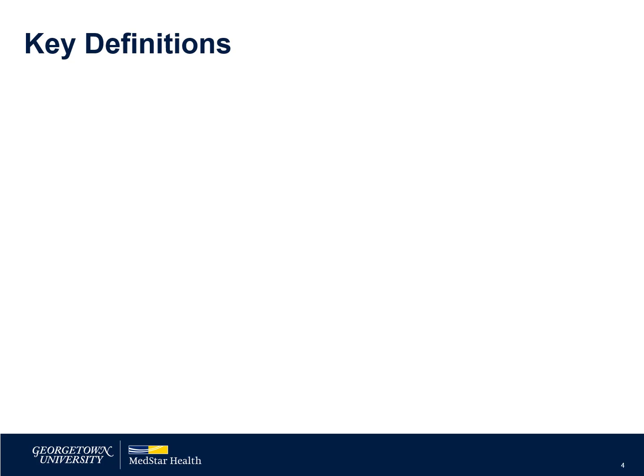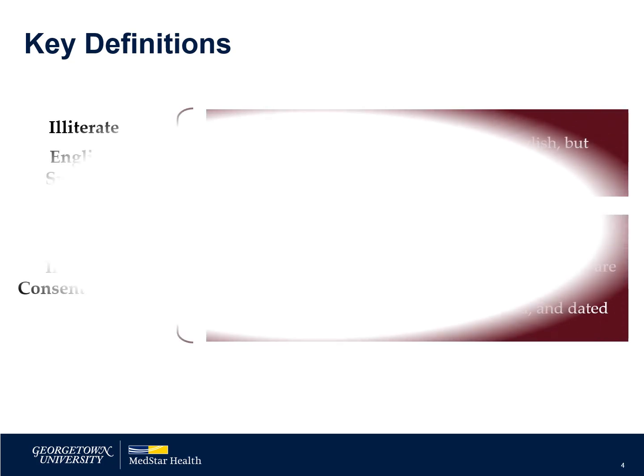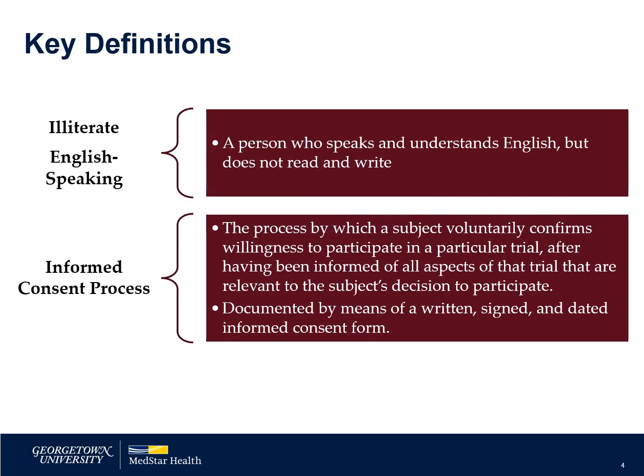Throughout this presentation, there are many important terms that will be utilized. Illiterate English speaking, informed consent process, and legally authorized representative are three definitions in particular that require some special attention. Illiterate English speaking is a person who speaks and understands English but does not read and write.